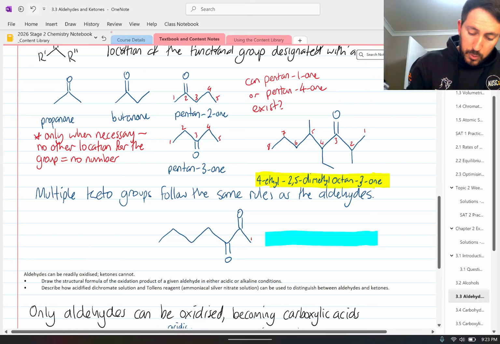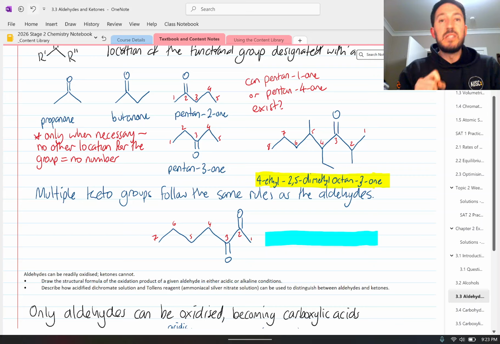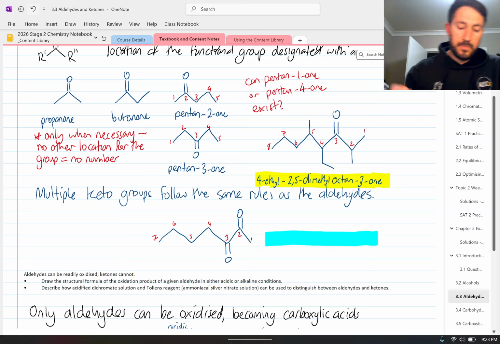So we have carbon 1, 2, 3, 4, 5, 6, and then 7. The reason why I'm counting from the right is to minimize the numbers that these carbonyl groups, the C double bond O groups, are on. If I count from the left, that would be 5 and 6, which are obviously larger than 2 and 3.